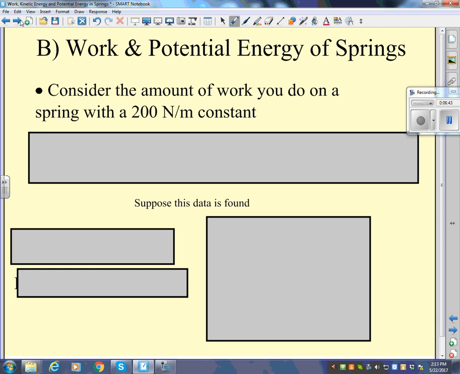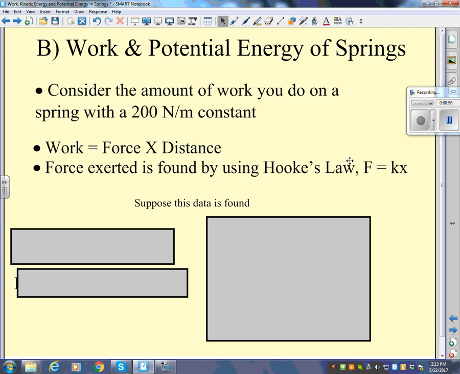Let's talk now about work and potential energy of springs. So first of all, consider the amount of work that you do on a spring with a 200 Newton per meter constant. Work equals force times distance, and the force first exerted is found by using Hooke's law, which is, of course, F equals kx.